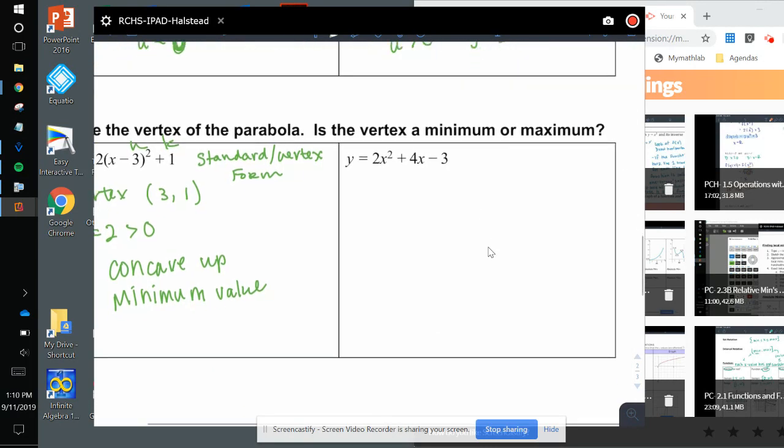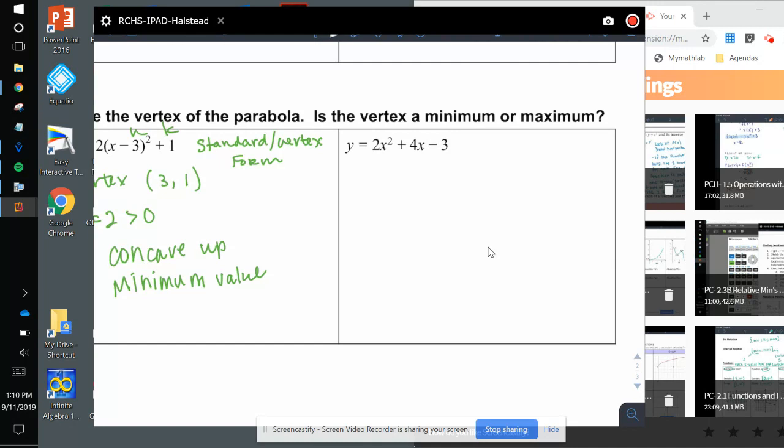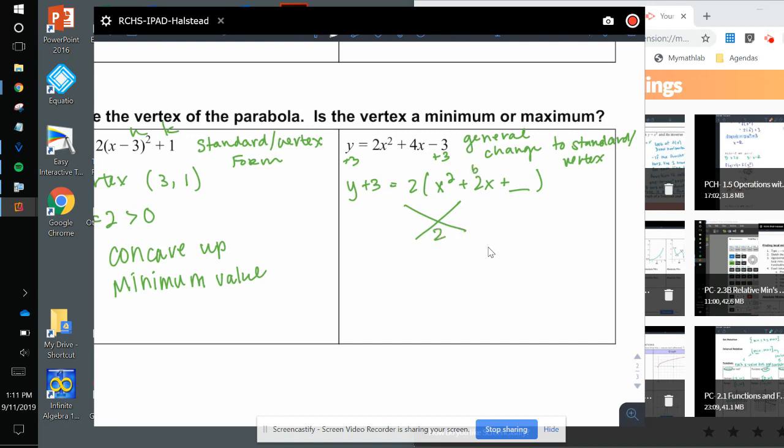Okay, the next one. We have to change this into vertex form. So we are in general form. Let's change to standard or vertex. Okay, so let's see. I'm going to add 3 to both sides. y plus 3 is equal to, I'm going to factor out the 2: 2 times (x squared plus 2x), because I need my a value to be 1, plus something. I'm going to go ahead and big X this. So 2, my b value, on the bottom, split evenly: 1 plus 1 gives me 2, 1 times 1 gives me 1. So I get plus 1.